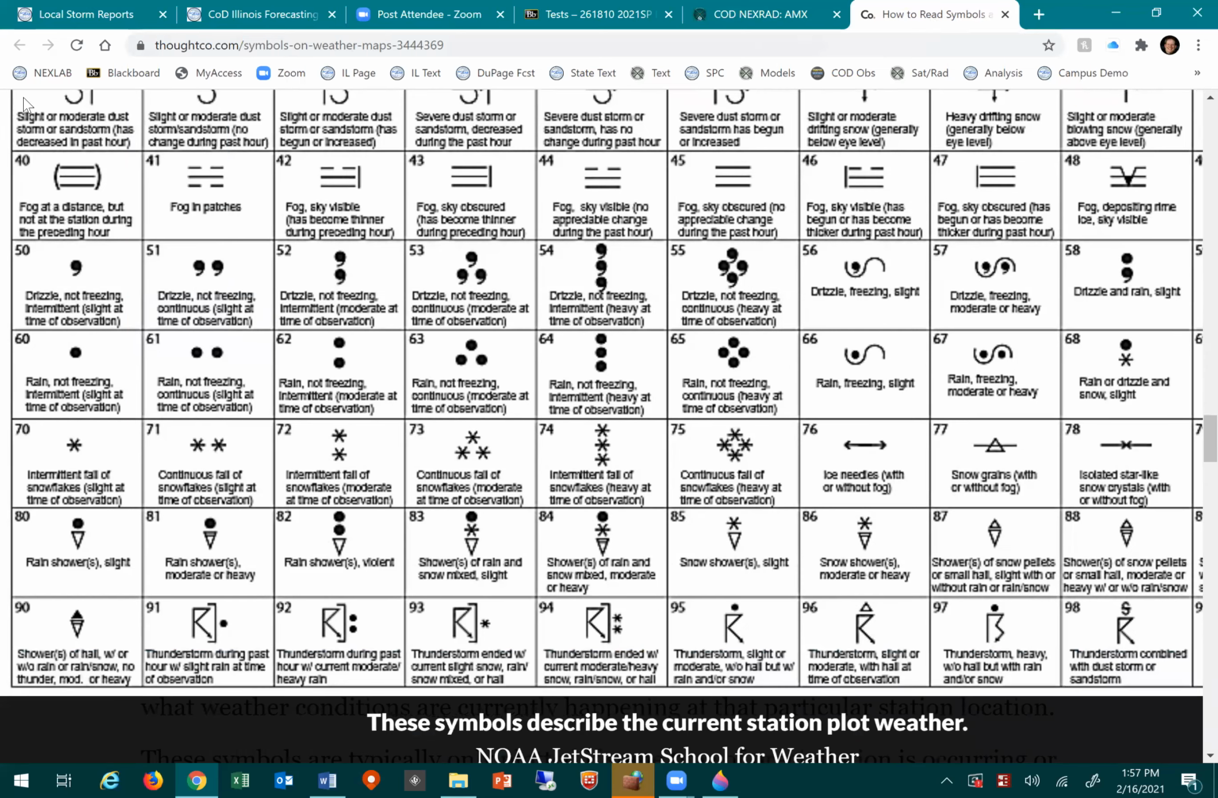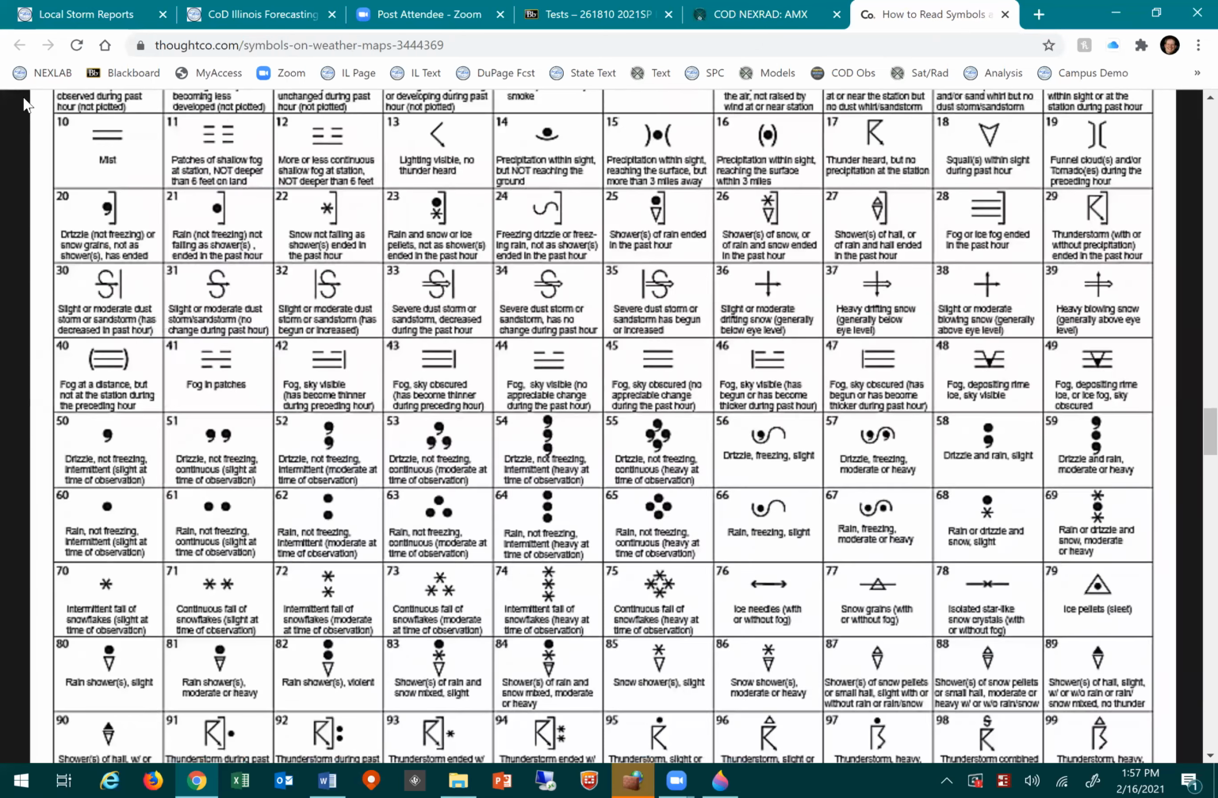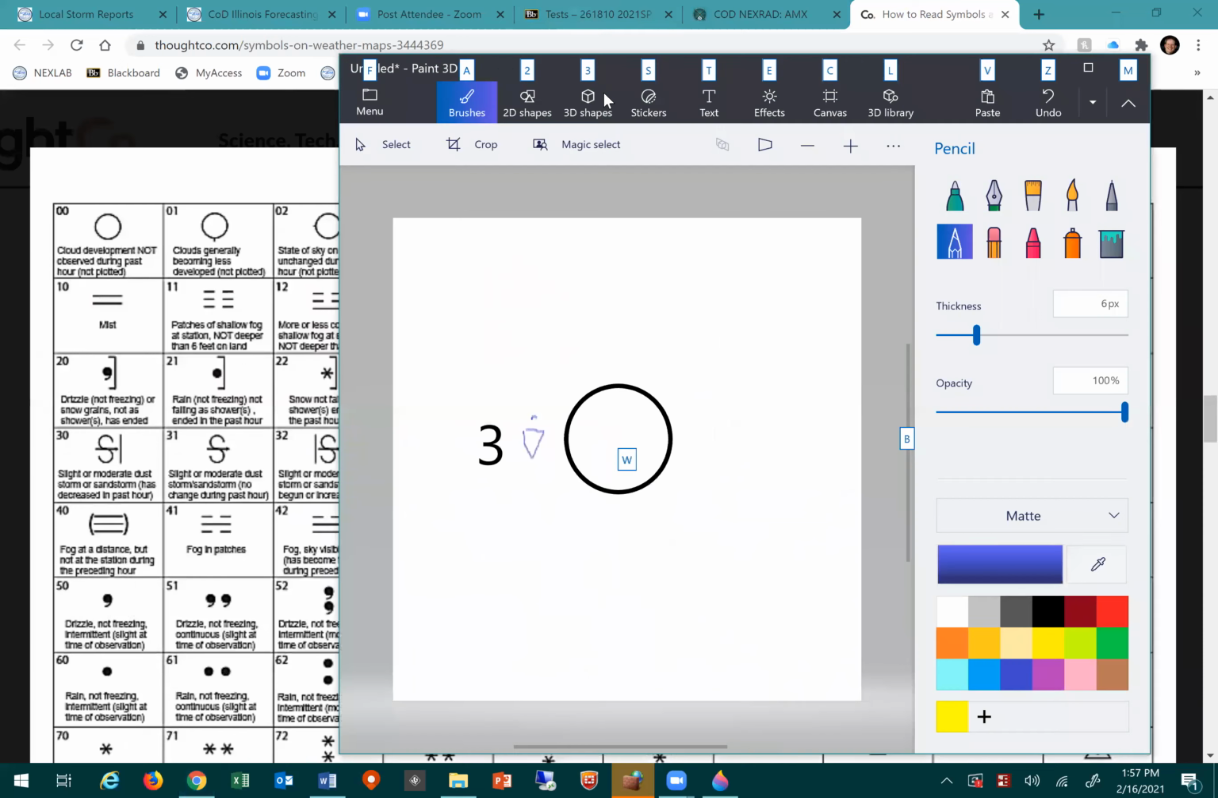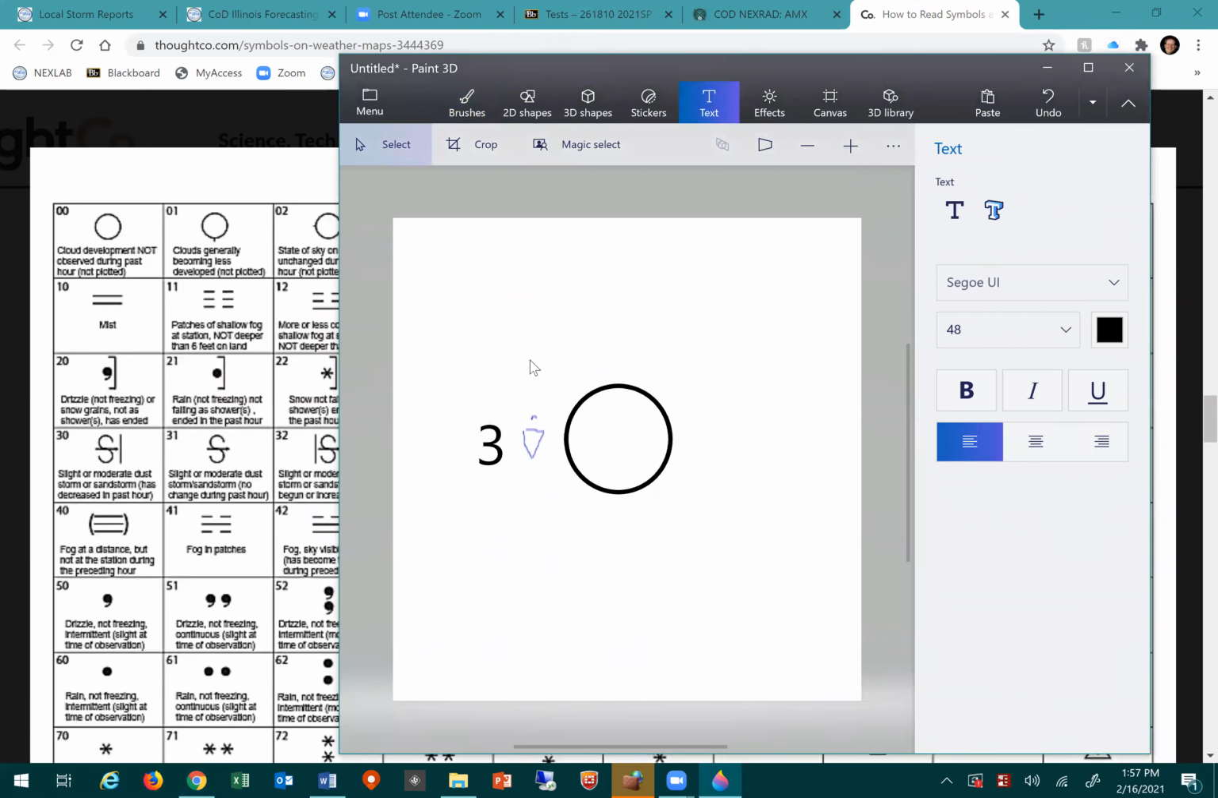Okay, and I think that's all the symbols that you need to know. So you got those all okay, guys? Now let's go over here. What goes to the upper left? And the answer is temperature. So I'm just going to put in the temperature.